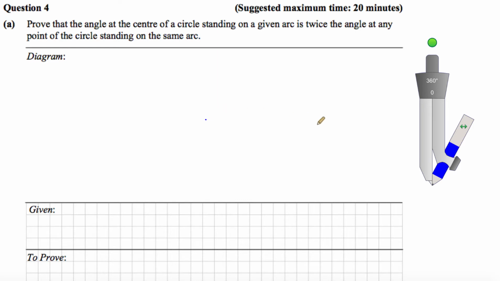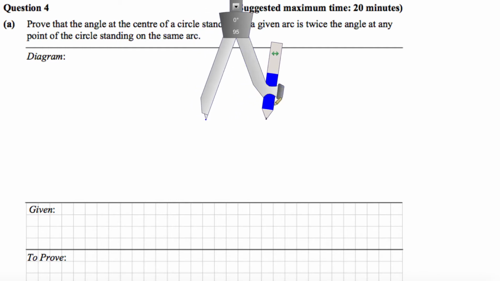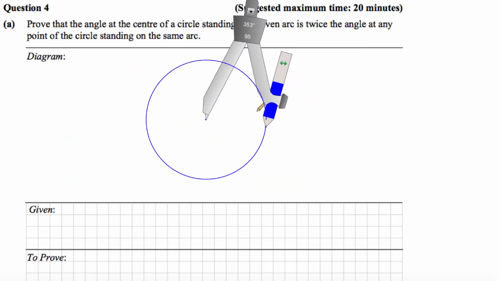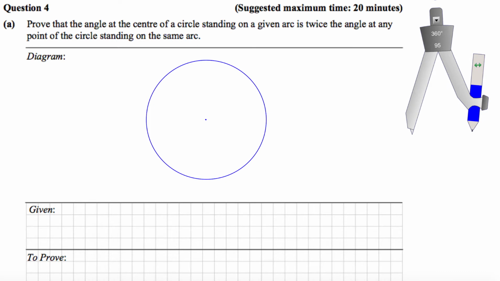For our diagram, we're going to mark a center and draw a circle to begin with. So put the point of the compass there. Stretch the legs out and draw a circle. Okay, now we have to prove the angle at the center of a circle. So let's do that first. Imagine an angle at the center. Like this.